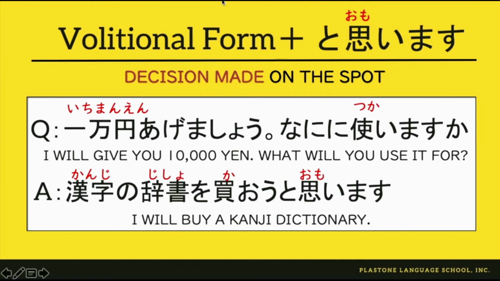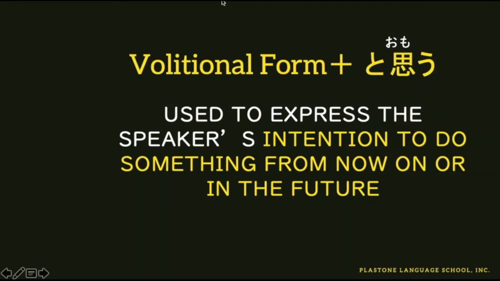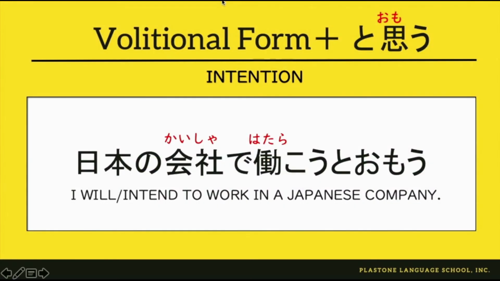Okay, next. We also use volitional form plus to omo or to omoimasu to express the speaker's intention to do something from now on or in the future. Okay, para express yung mga gusto nating gawin magmula ngayon or sa future. Okay, for example, Nihon no kaisha de hatarakou to omoimasu. I intend or I will work in a Japanese company. Okay, so intention po siya.